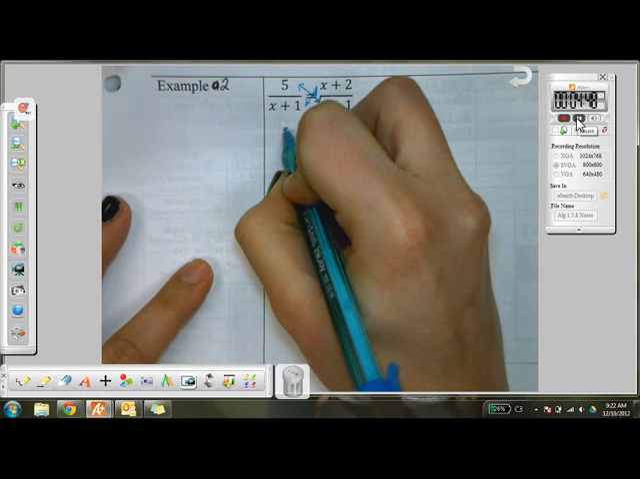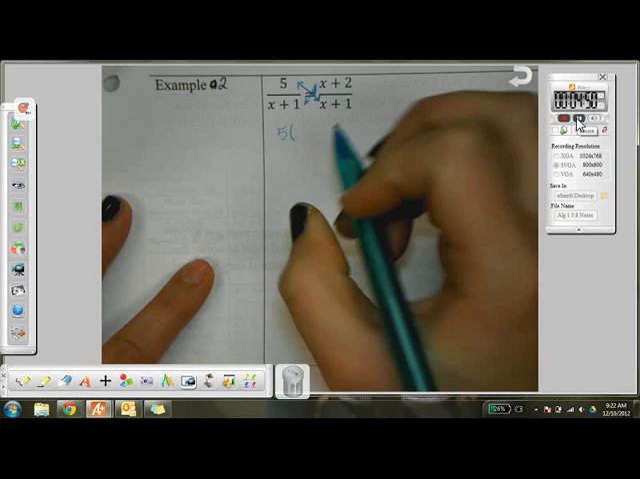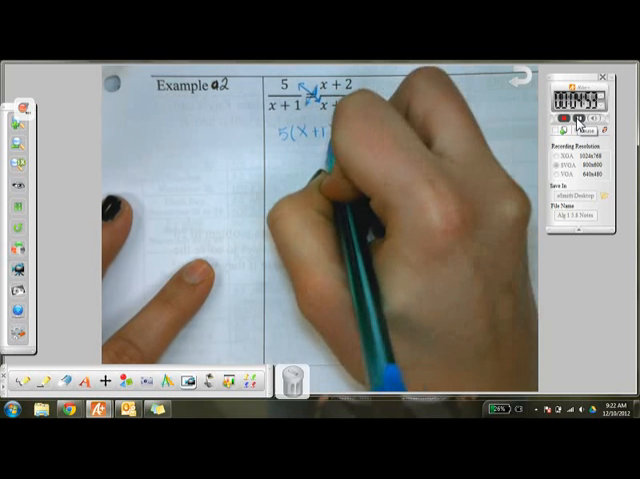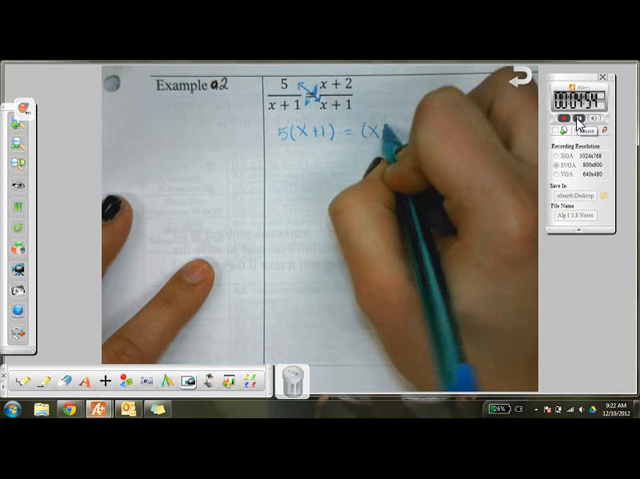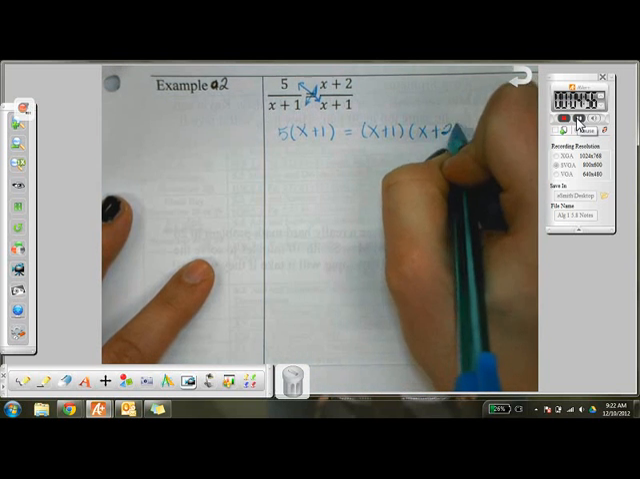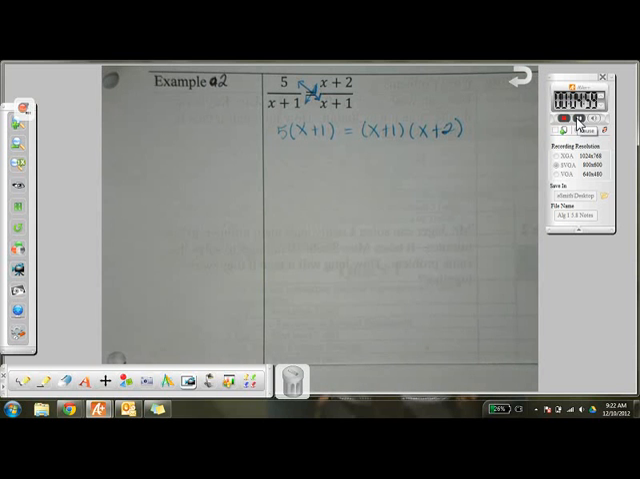So going to the right is going to give me 5 times x plus 1 equals x plus 1 times x plus 2. We're gonna have to do FOIL. Well, hold on. Aaliyah asked a good question. Are we going to have to do FOIL? Well, you guys look at the problem here. What do you notice about each side?